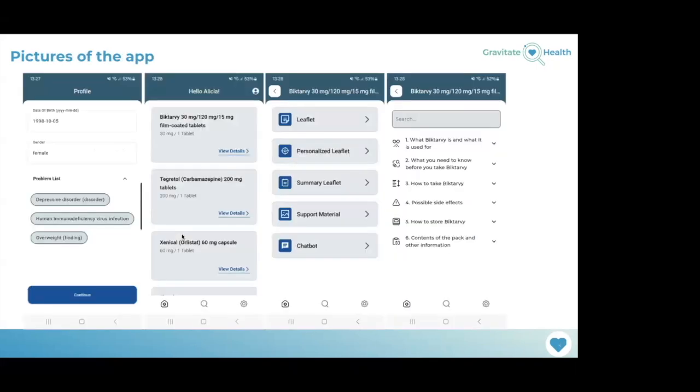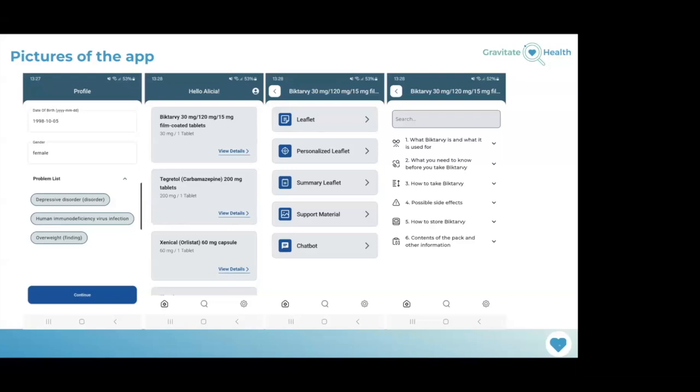These are some screenshots to give an overview of the application. The first one is the profile, where the user can see detailed information regarding, in this case, problem list, gender, and so on. On the second screen, you can see a medication list. This list only contains the medication prescribed to the user. Over-the-counter medication is not present in this list.